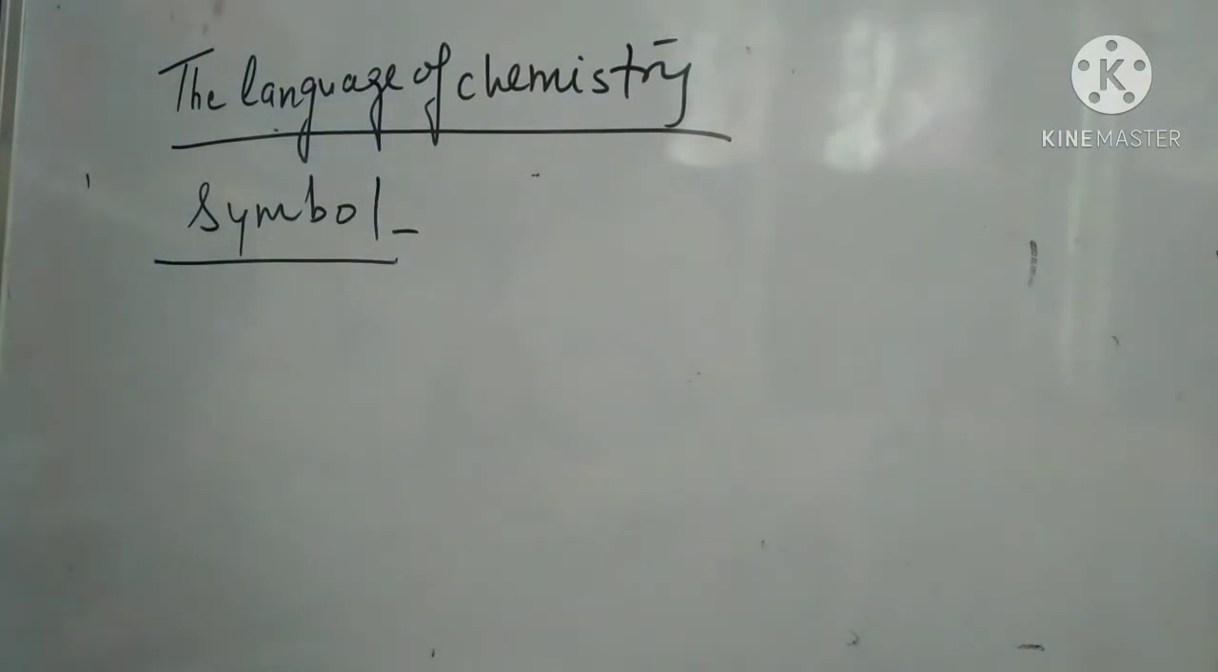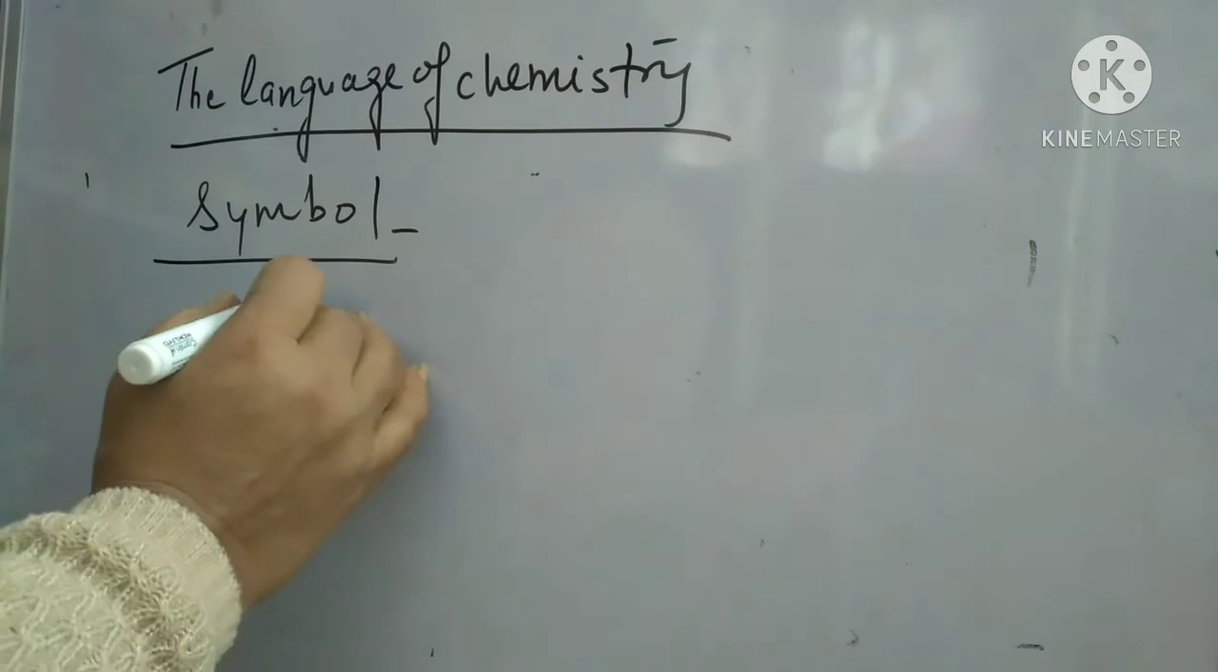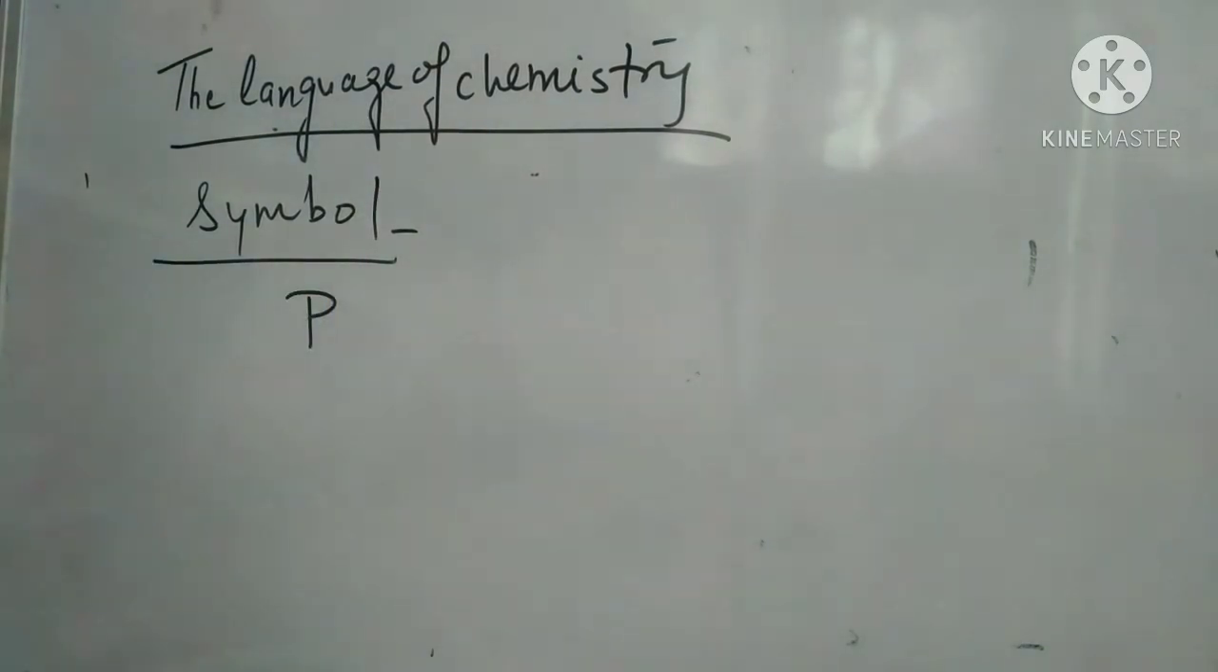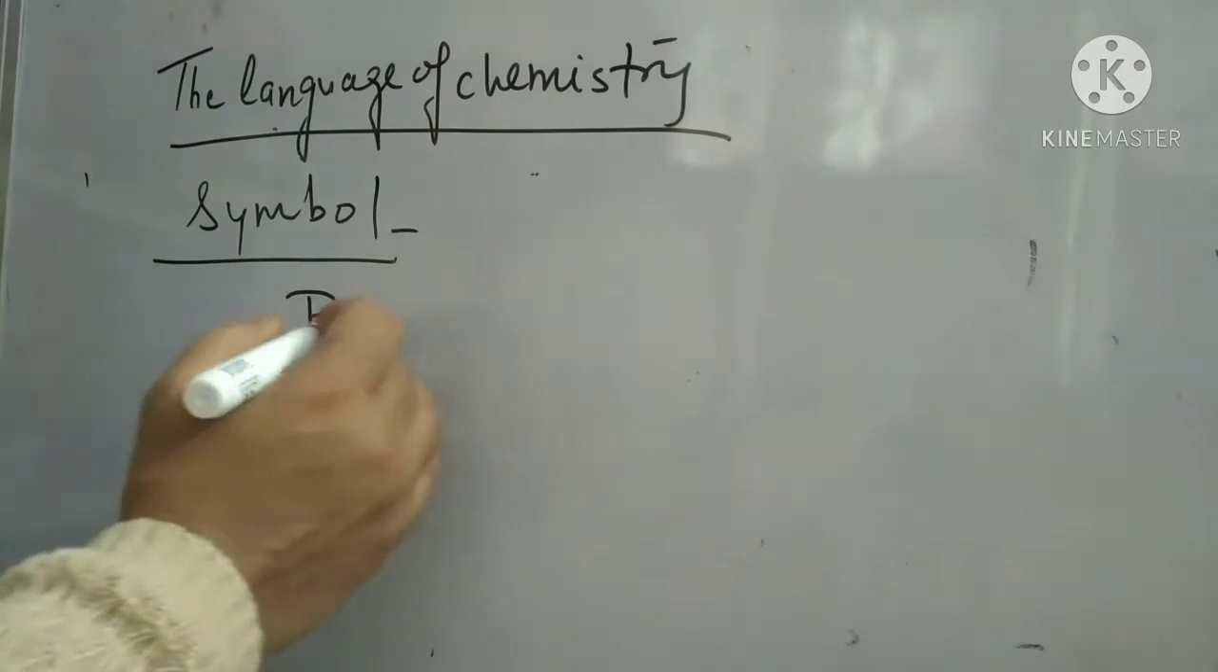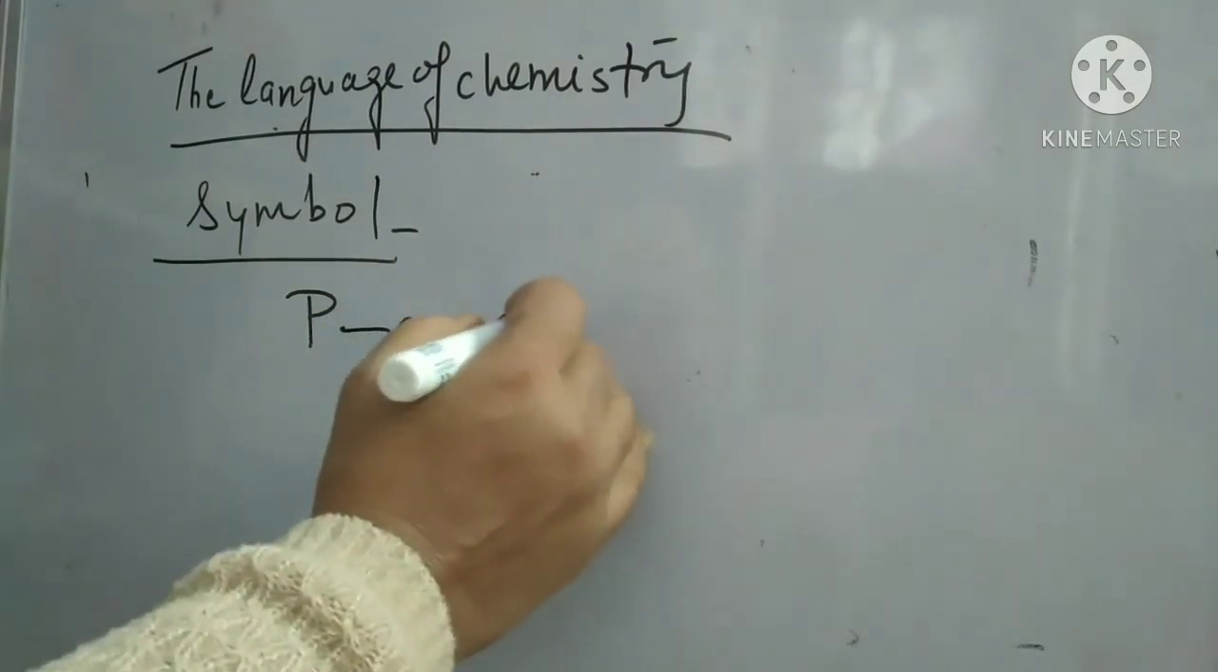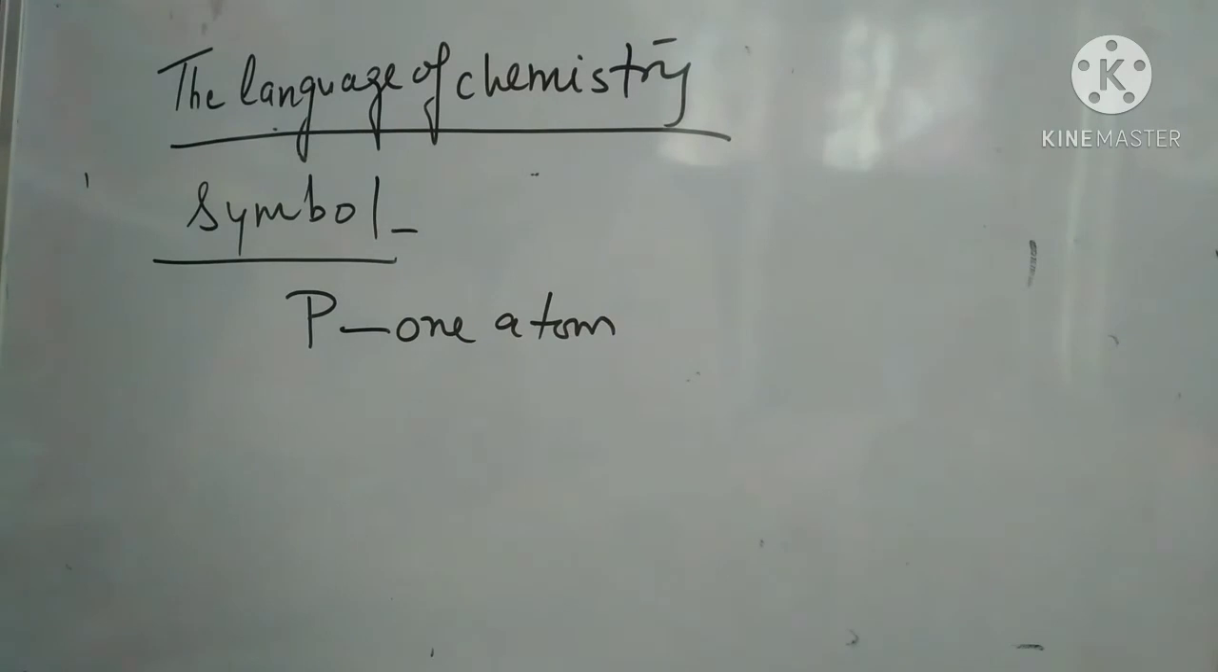A symbol is a one atom of an element. It represents one atom of the element. Like if I write P, that means it is representing one atom of element phosphorus. The symbol also represents the weight of the element equal to its atomic weight.